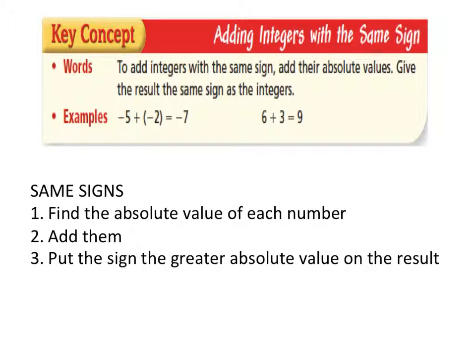In the first objective, adding two integers, we're going to talk about integers with the same sign. In the key concepts here, you can see some examples of negative 5 plus negative 2 is equal to negative 7, and 6 plus 3 is equal to 9.